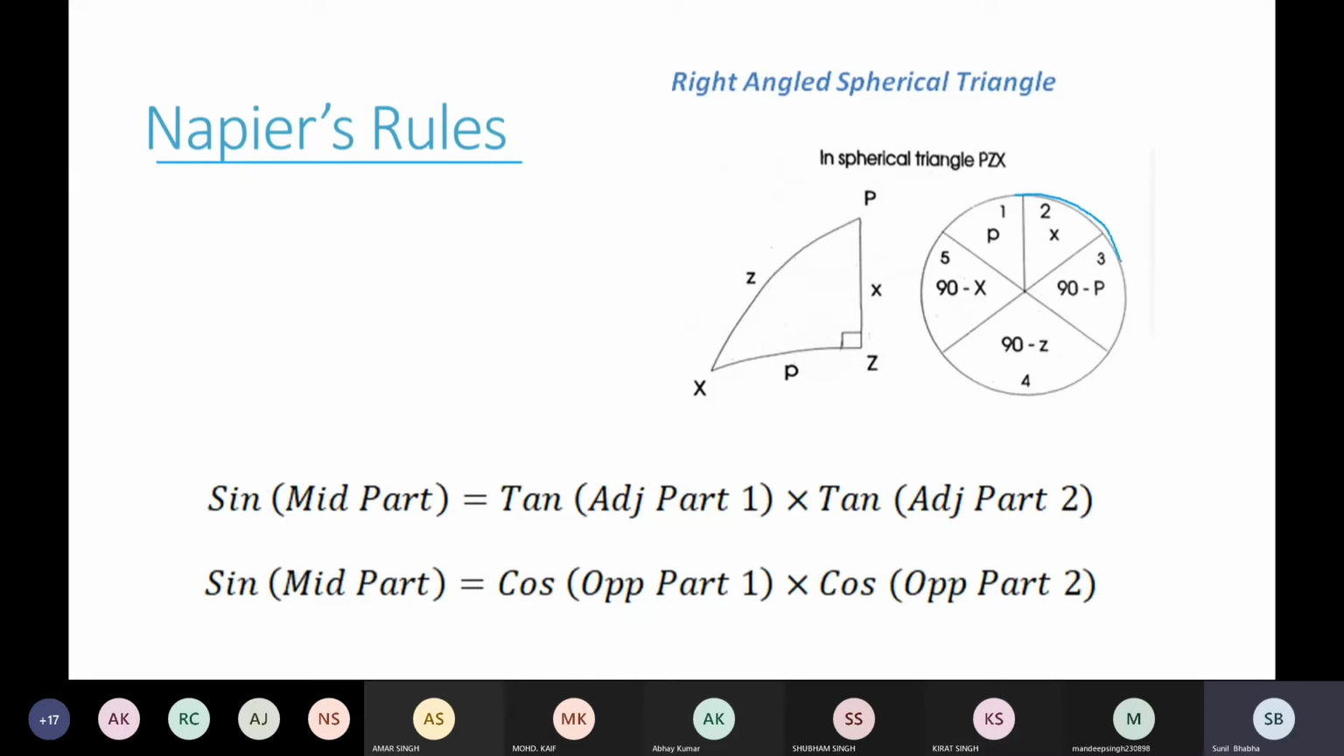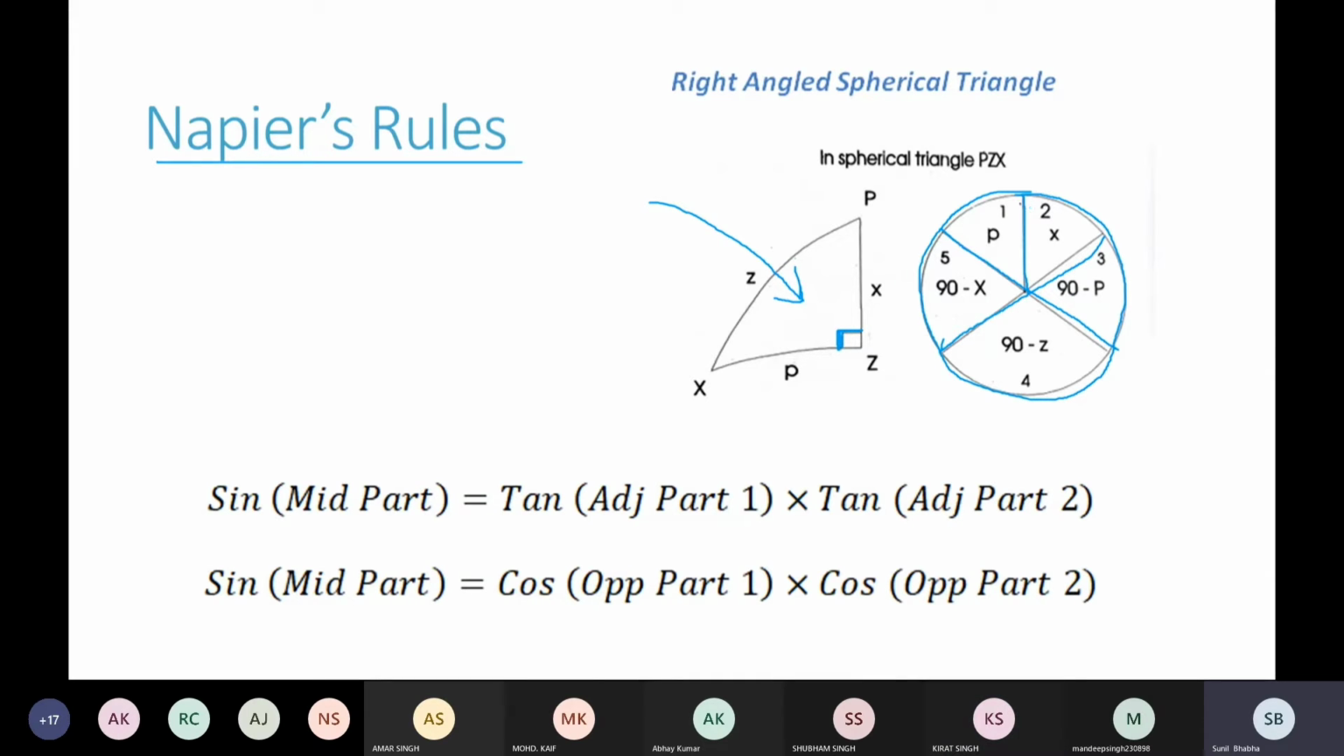What you do is you draw a circle, like I have drawn this blue color circle here. We have this PZX triangle, which is a special spherical triangle. You can see here that this angle Z is a 90-degree angle. So it's a special spherical triangle. When we apply Napier's rule, we make this circular diagram, and in this circular diagram, we divide it into 5 parts. You can see these are the 5 parts in which we divide it.